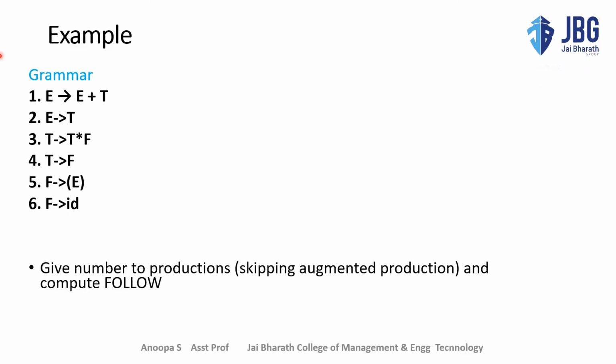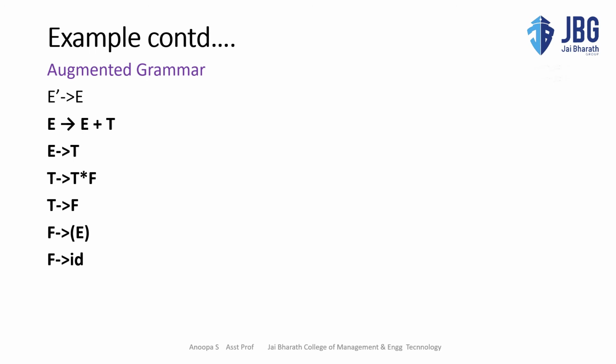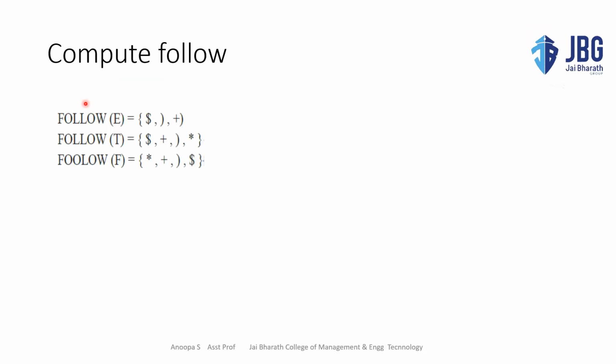So this is a set of productions in the grammar. The first step is to calculate the augmented grammar, and you have to number these productions without considering the augmented production. First you construct the augmented grammar and number the productions, because only then can we say by which production we shift or by which production we reduce. Now this is our augmented grammar; I have added a production E dash giving E. We have to compute follow for each of the non-terminals.